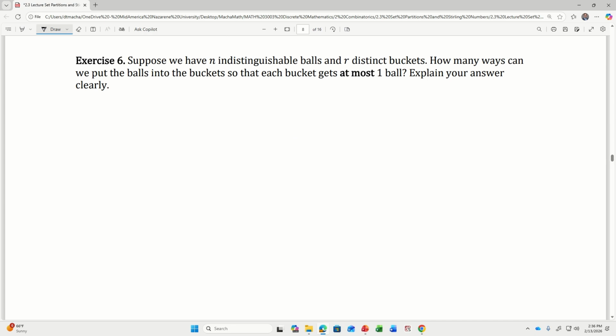Suppose we have n indistinguishable balls. So they're all the same color now. The balls, you can't tell them apart. And r distinct buckets, so you can tell the buckets apart. How many ways can we put the balls into buckets so that each bucket gets at most one ball?